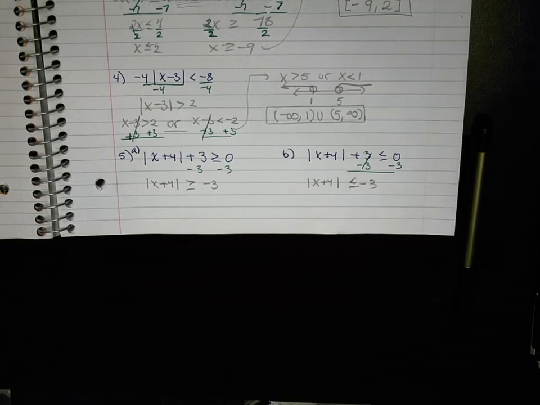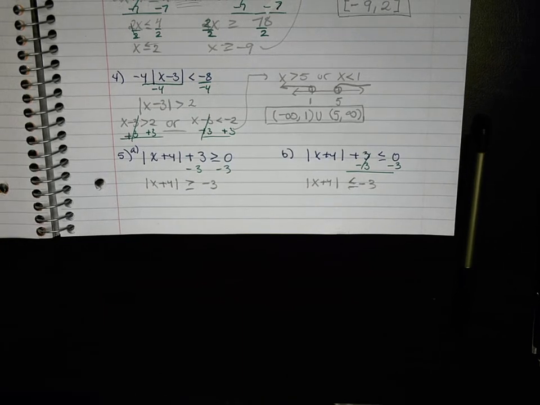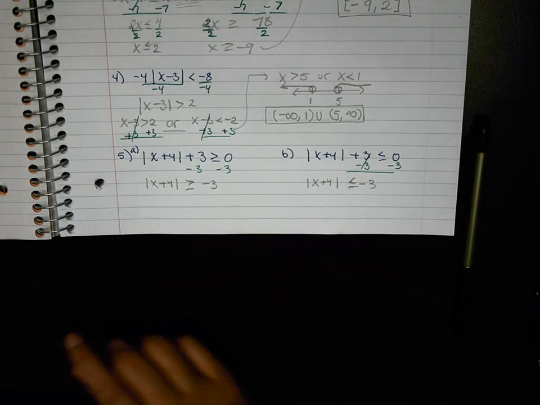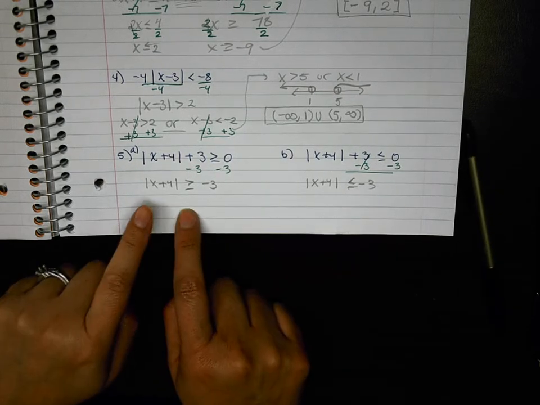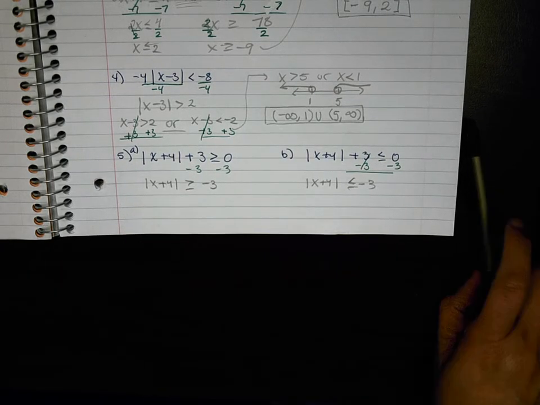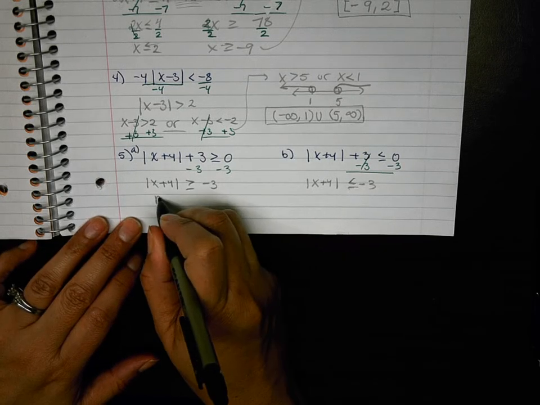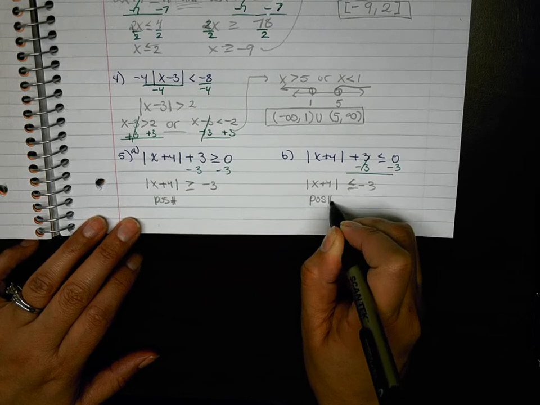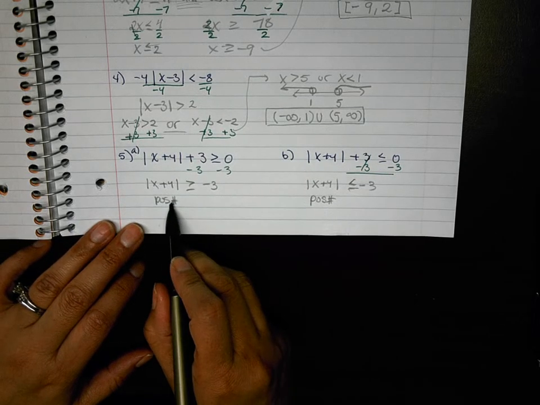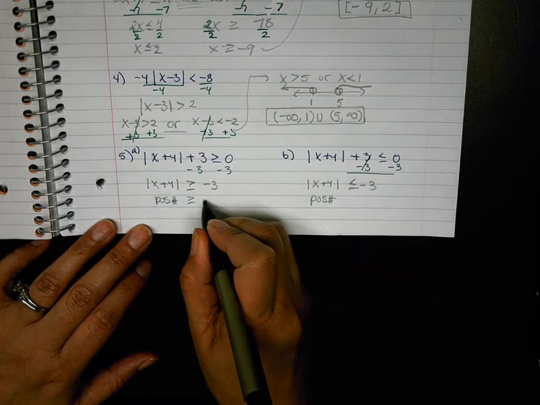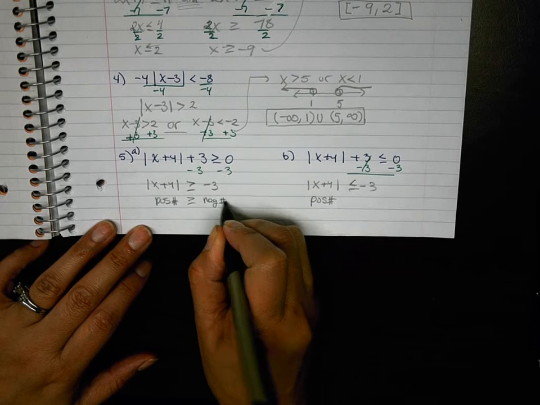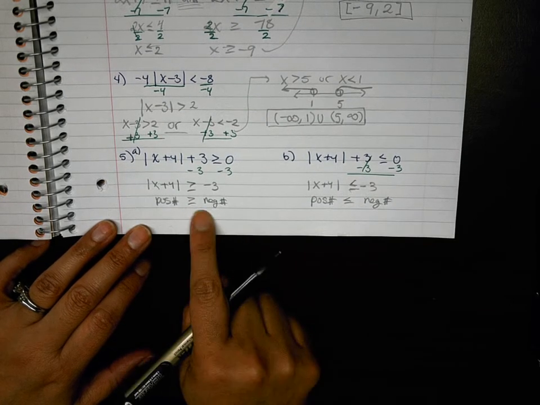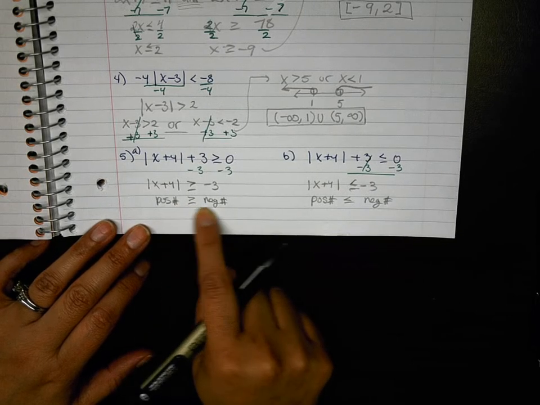Okay. So before we talk about infinitely many and no solution, which one's always, which one's never? This one is a positive number. This one's a positive number. A positive number is greater than or equal to a negative number, less than or equal to a negative number. This one is always or never? Always.